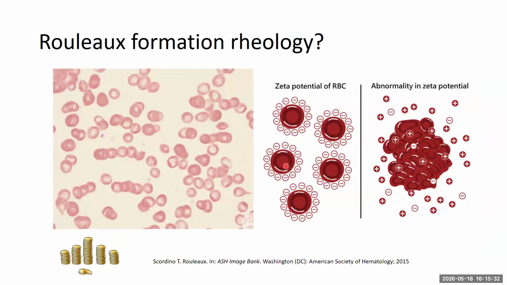So moving on to the rheology of how rouleau formation occurs. Normal red blood cells usually repel each other because their membranes have a negative surface charge. This creates a zeta potential which keeps erythrocytes separated in circulation. In conditions where we have increased plasma proteins, the proteins neutralize or bridge the negative charges between the red blood cells, causing the red cells to lose their repulsion and aggregate. And they usually form this appearance of a stack of coins, as seen in this slide here.